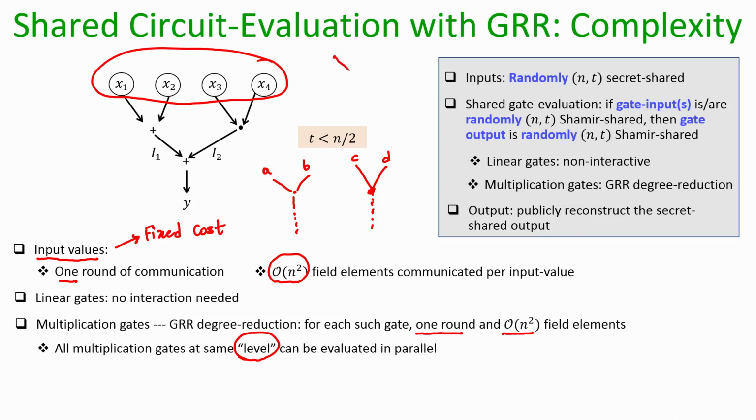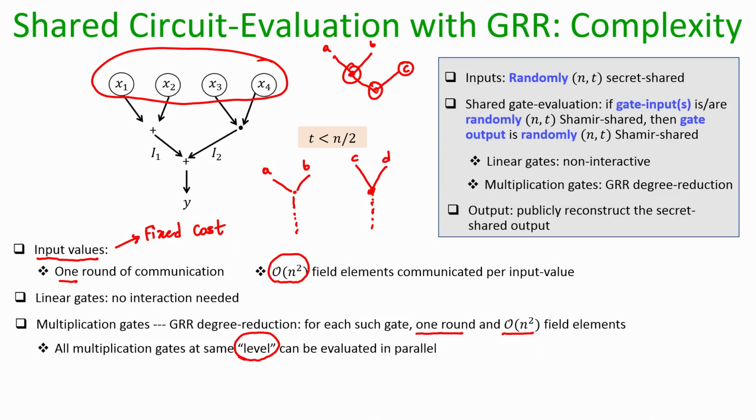Whereas, if you have a scenario like this, where you have a multiplication gate whose inputs are A and B, and then the output of this multiplication gate serves as the input for another multiplication gate, then these two multiplication gates are no longer independent, and they will be considered to be present at two different layers. Why are they not independent? Because until I get this intermediate result, namely the product of A and B in a secret shared fashion, even though I have C available in secret shared fashion, the GRR degree reduction cannot be invoked, right.